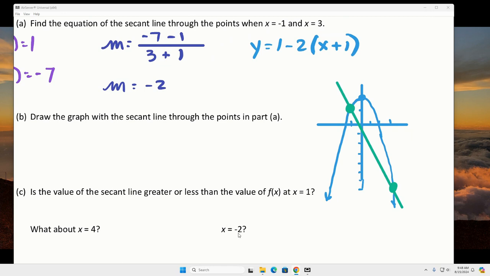Now C, we're going to answer some questions about other points on the graph. And so C asks: is the value of the secant line greater or less than the value of f of x at x equals 1? So this is what I'm going to do. I'm going to go to where x equals 1, which is right here, and I'm going to put a point on my parabola, and I'm going to put a point on my secant line.